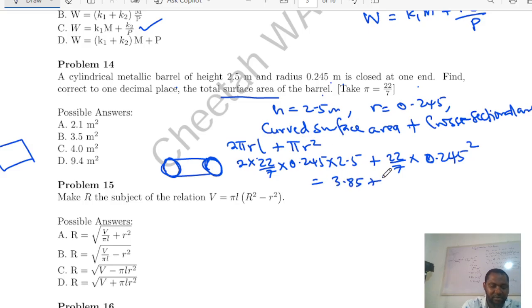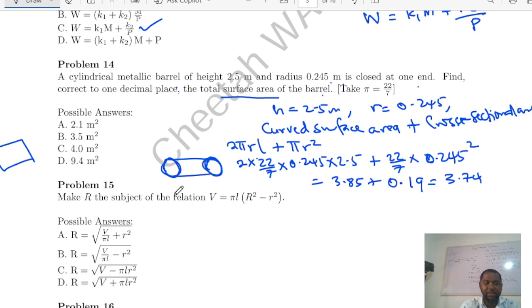So plus, then we have this one times 0.245 squared. Okay, this is giving us approximately, to 2 decimal places, 0.19. So 3.85 plus 0.19 is 3.74. So that's the answer, 3.74. Oh, we don't have any 3.74 here.